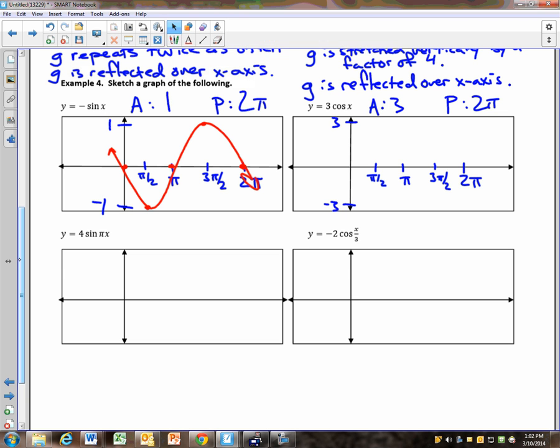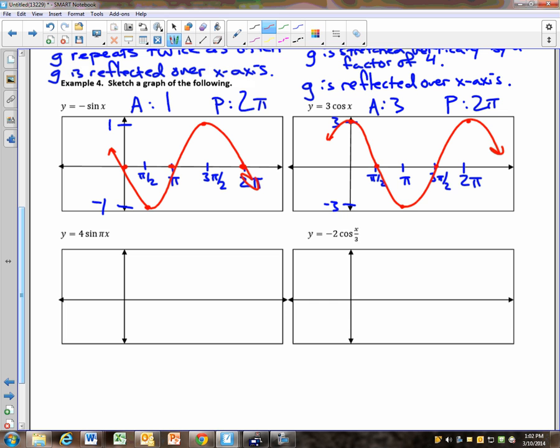This is a cosine graph. How is a cosine graph different from the sine graph? It started up at 1. So this one's going to start up at 3. Where does it go? Down to 0. Then -3. Then 0. Then +3. Very good.